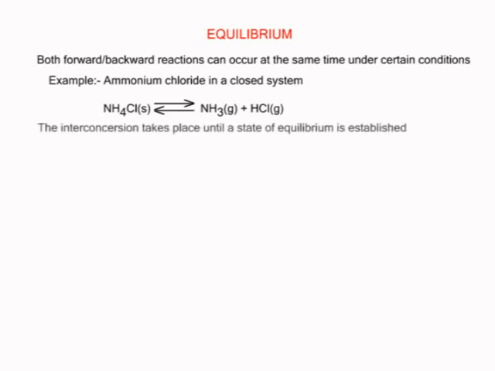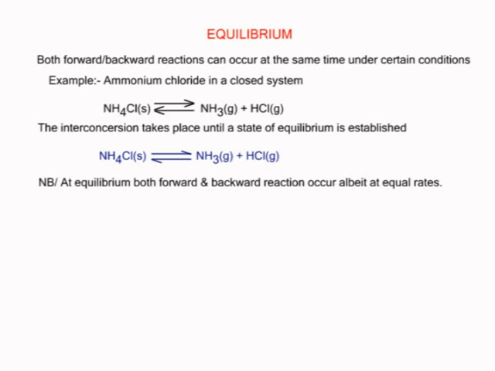This continues for a while until the point where the rate of forward reaction equals that of backward reaction. There is a state of balance and the system appears not to be changing. This is the state of equilibrium, and it is represented by the double half arrows as shown next in this equation. Remember that at equilibrium both forward and backward reactions still take place, albeit at equal rates, and this is called a dynamic equilibrium.